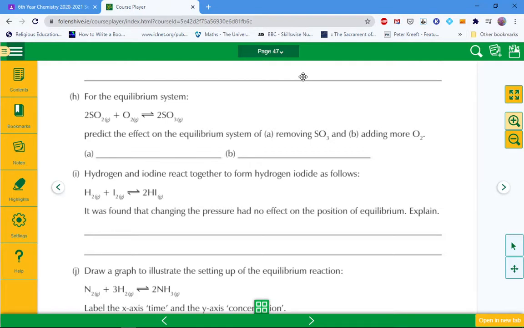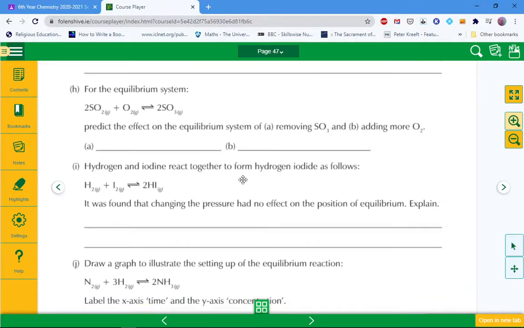So here's a second very important lesson. If pressure is a stress and all species are in the gaseous form, it will only have an effect on the position of equilibrium if the number of volumes left and right of the equation are different. Okay, so in this case here, the number of volumes are the same, so no effect.